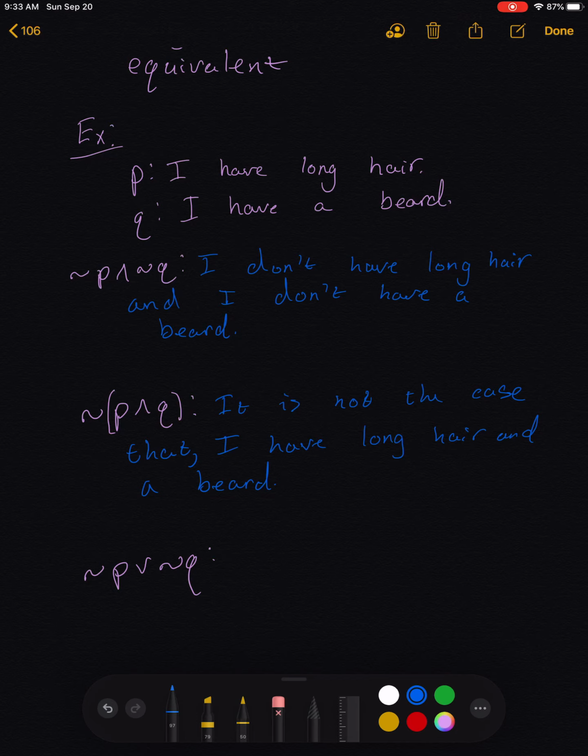So how does that differ from the first statement? The first statement is saying I don't have long hair and I don't have a beard. So that statement is saying I don't have either. The second statement is saying it's not the case that I have both. So that's saying I don't have both. Okay, so it's a very tricky distinction here, but again, the first statement is saying I don't have either. The second statement is saying I don't have both. Let me just write that out in green. So I don't have either, versus I don't have both.